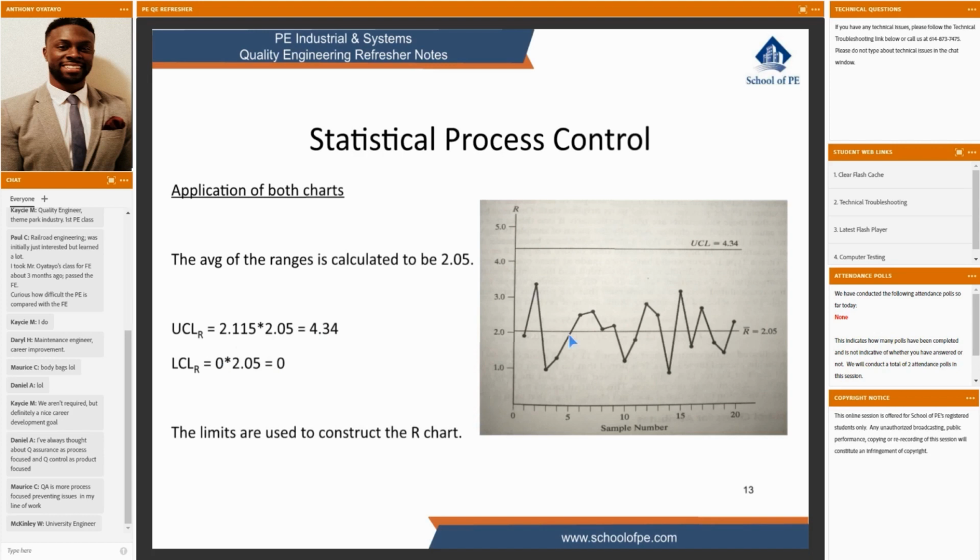So this is what we use to see if we are within range with our particular process. And obviously, we want to use those out of control signals to understand where we're at and if anything needs to be done.